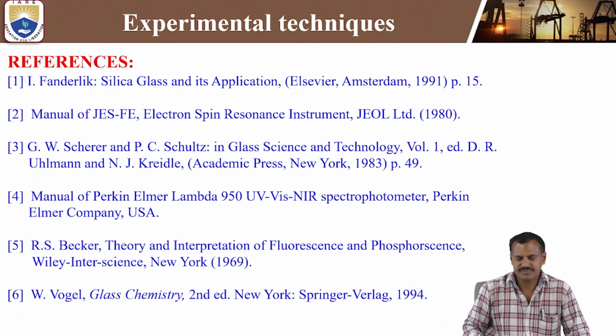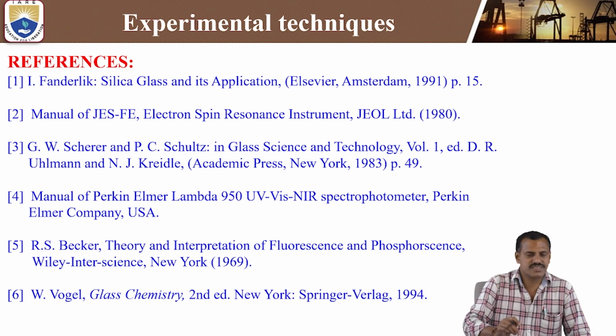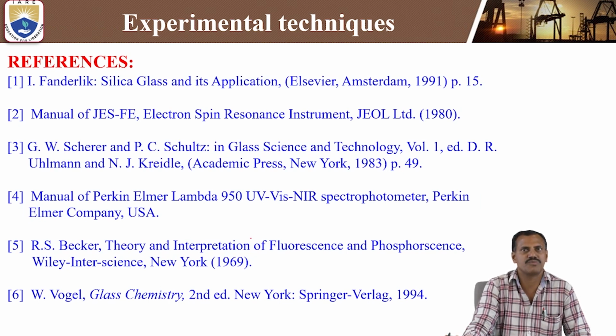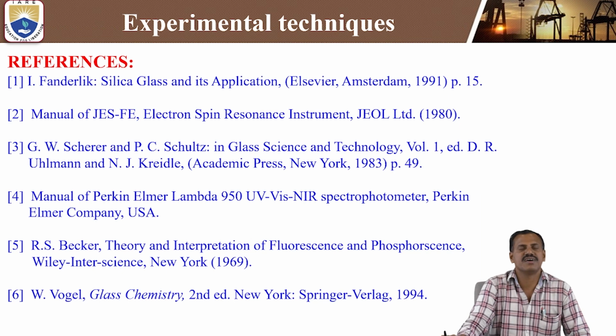These are the references gathered from the experimental techniques. These are the six references: the ESR spectrometer, the optical absorption UV visible spectrometer, and the fluorescence spectrometer. They cover the EPR studies, optical absorption studies, Raman studies, and the excitation, emission and lifetime measurement studies. These are the references for the experimental techniques.